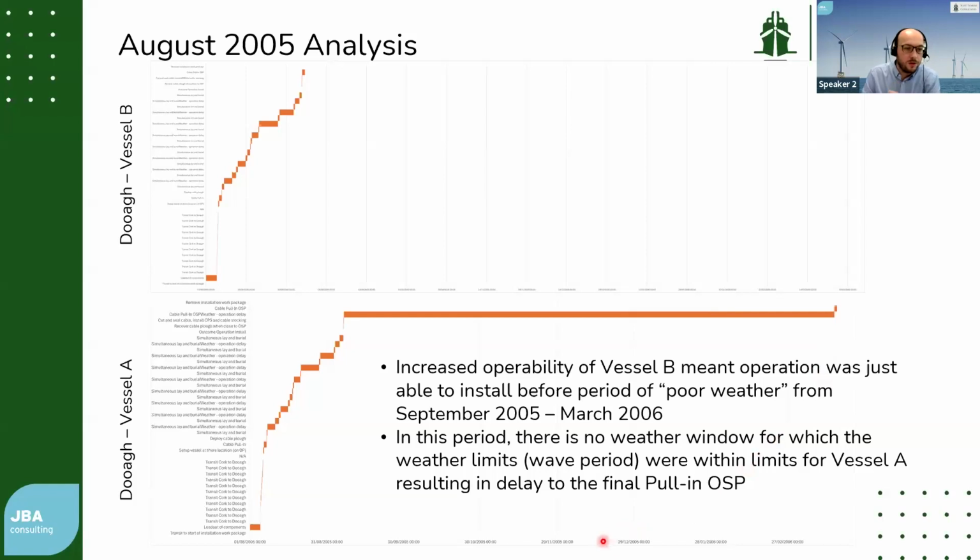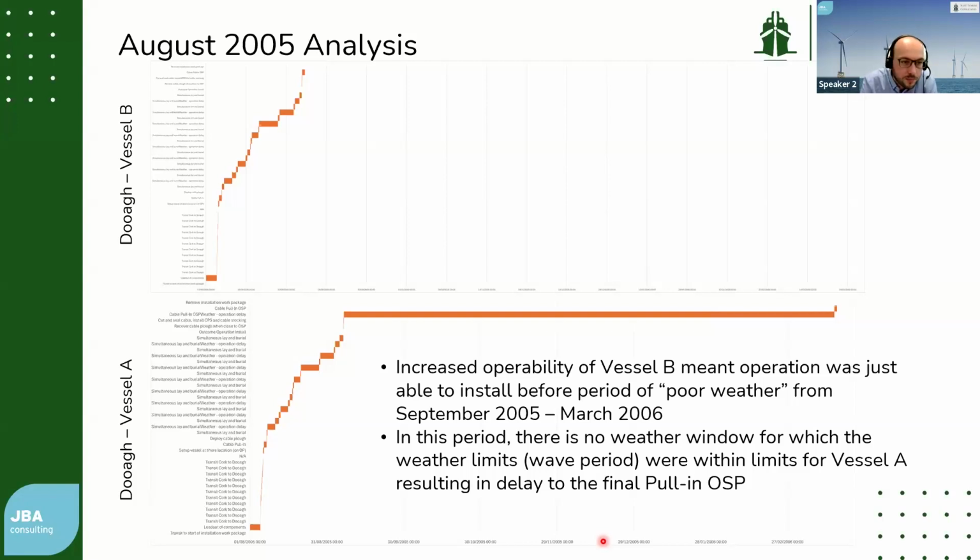So effectively, the vessel didn't have the weather limits, which were slightly lower for the cable pulling, and it started trying to do this operation in September 2005, but there was no actual weather window to be able to conduct that operation until March 2006, and that's what caused our analysis to really take a lot longer.